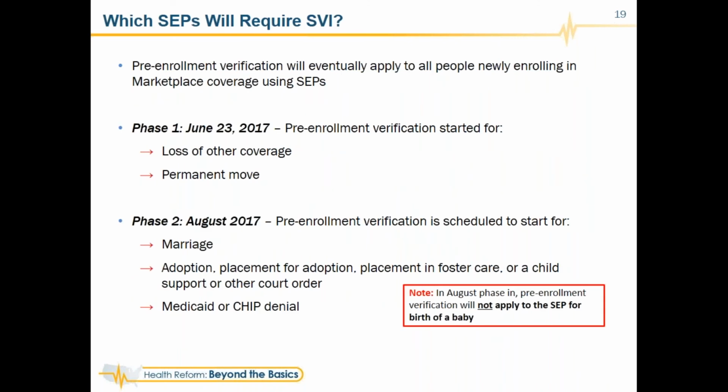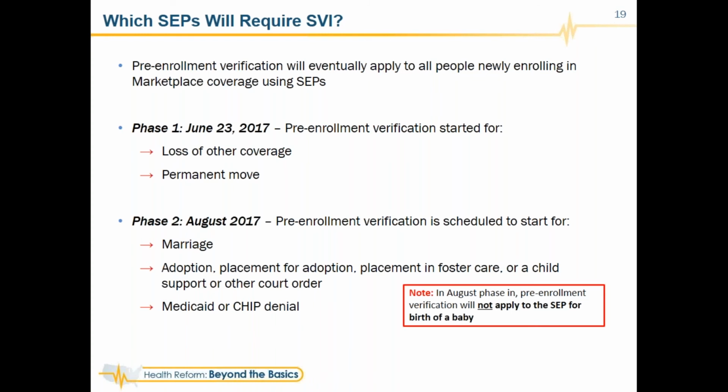So from what we understand, SVI will eventually be required for all people newly enrolling in marketplace coverage using SEPs, but this is not happening all at once. We currently know of only 2 phases. The first phase started on June 23rd for people who attest to being eligible for an SEP due to loss of coverage or a permanent move.